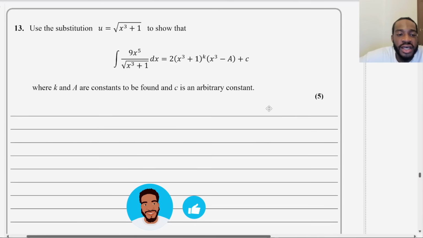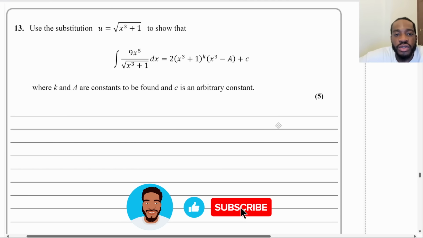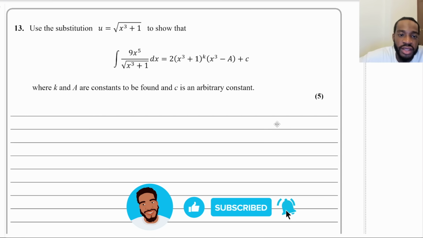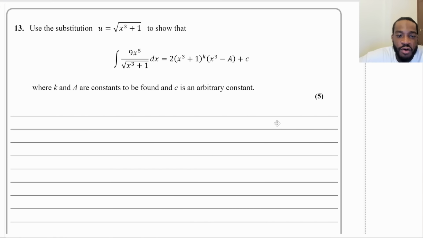All right, so question 13 says, use the substitution u is equal to the square root of x cubed plus 1 to show that the integral of 9x to the 5 over the square root of x cubed plus 1 is equal to 2 times x cubed plus 1 all to the k times by x cubed minus a plus c, where k and a are constants to be found and c is an arbitrary constant for 5 marks. So integration by substitution hasn't made an appearance yet explicitly. So how do we go about doing these types of questions?